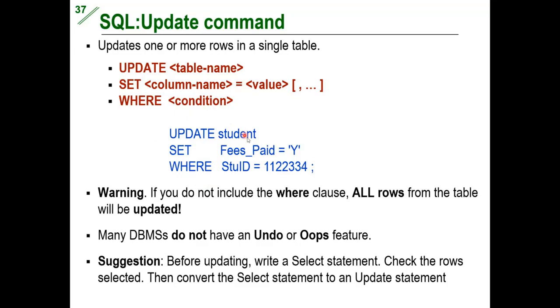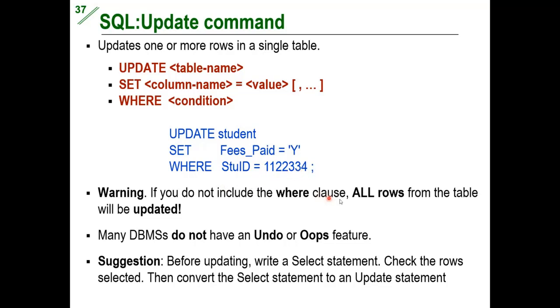In this example, I want to update the student table, but this time I want to update the fees paid column of the student table to Y, uppercase Y. I want to update it because some students have paid the fees. So who has paid the fees? This student paid the fees. So I put a WHERE clause, where student ID equals this number.